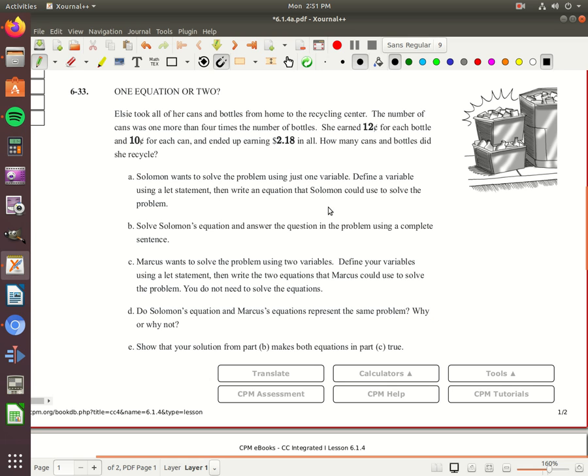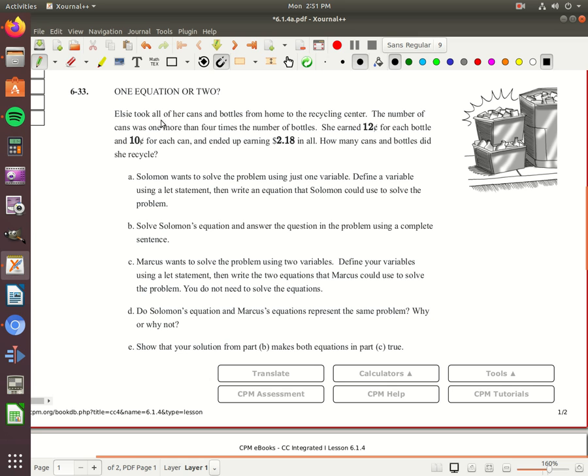So this is a great question to talk about the way that I like to talk about word problems. Let's go through using one variable, and then we'll chuck it, and then I'll go into how I'm going to ask you guys to solve word problems. So Solomon wants to solve the problem by using just one variable, define a variable using the let statement, then write an equation that Solomon could use to solve the problem.